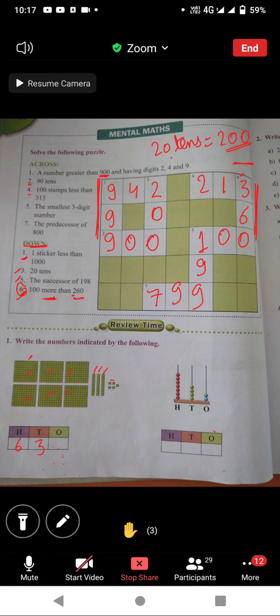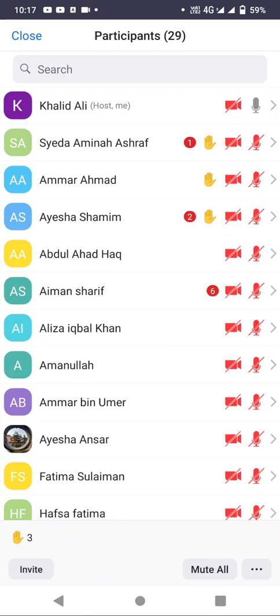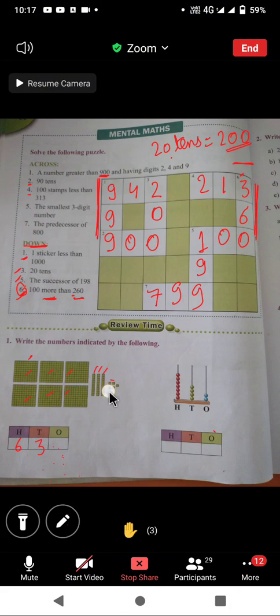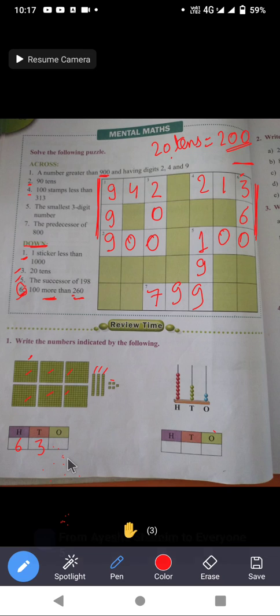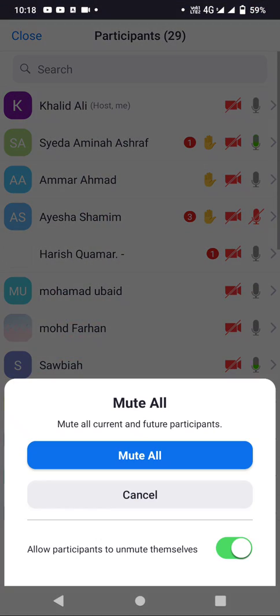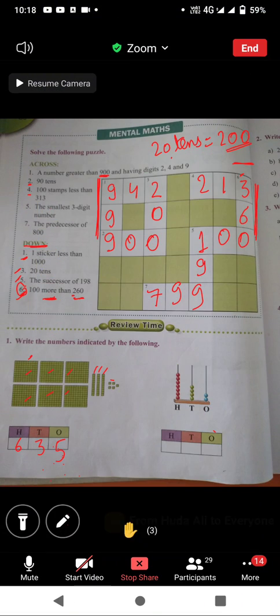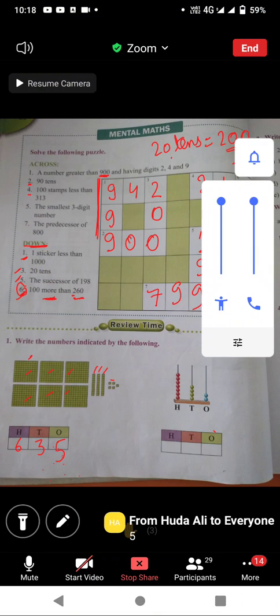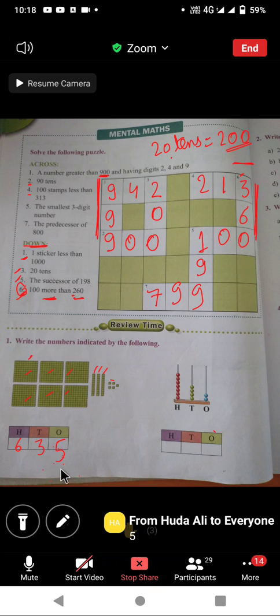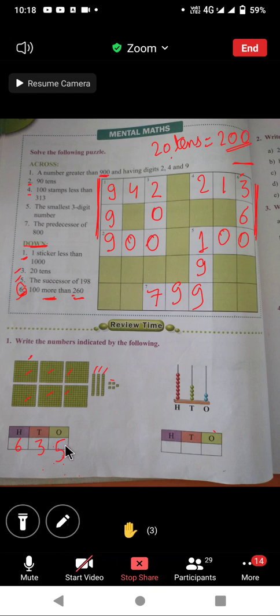Now how many ones? Count how many ones. These are ones. 5 ones. Very good. So what will come here? 5 will come here. So I will write 5 here. Who is singing? Better behave yourself. So what number is formed, students? 635. We will read this number: 635.